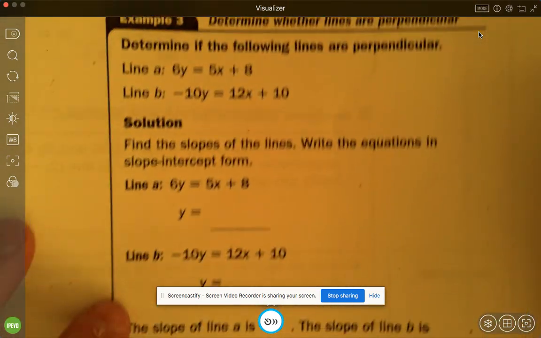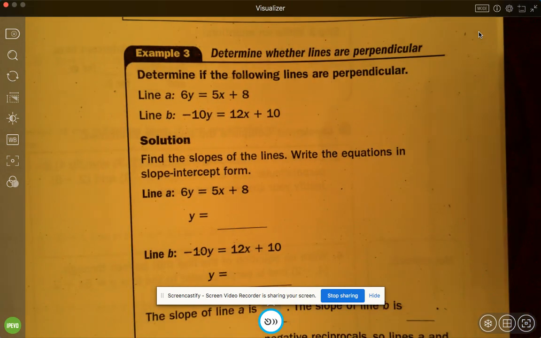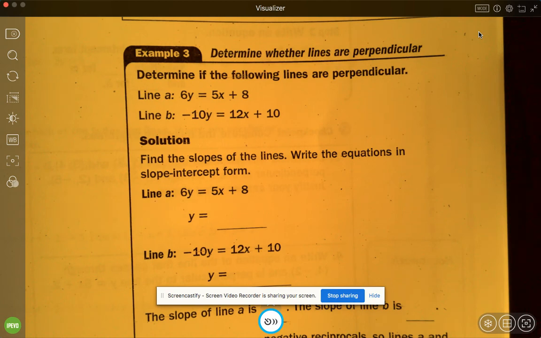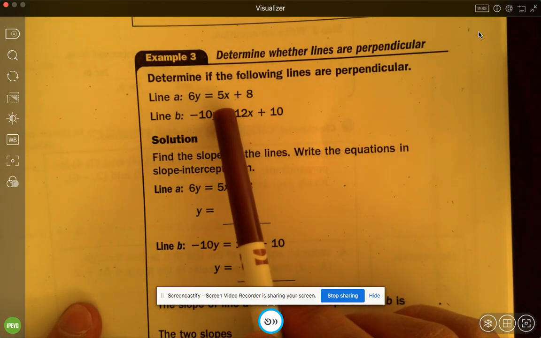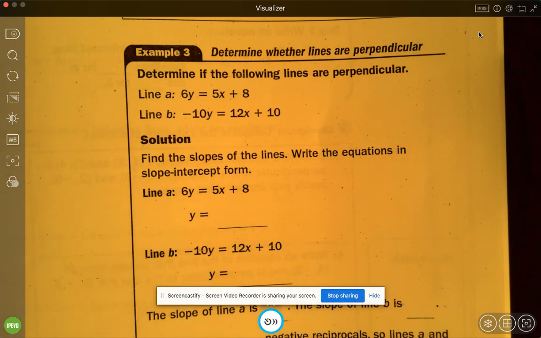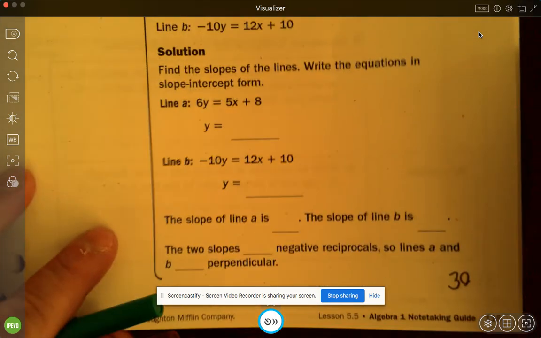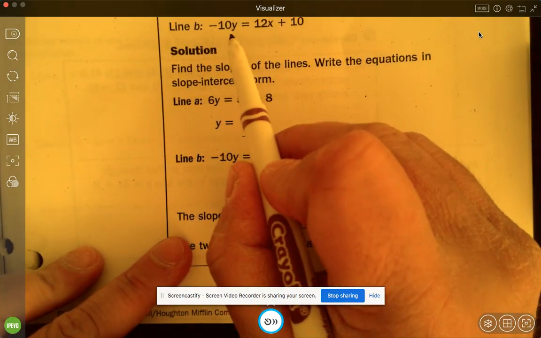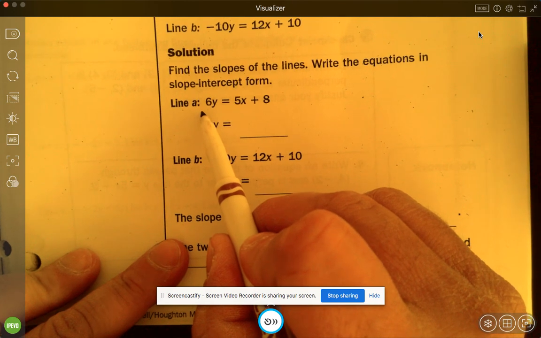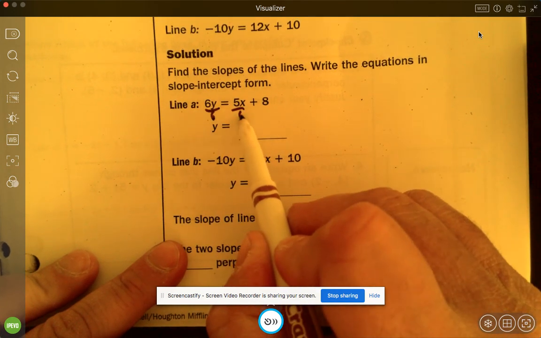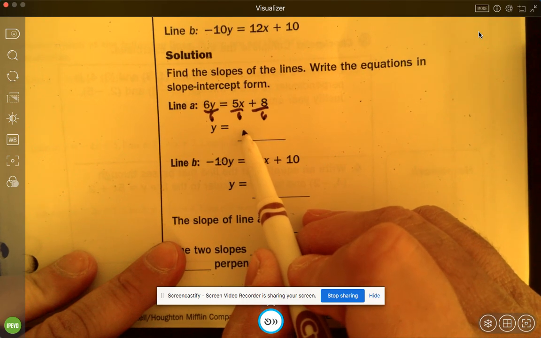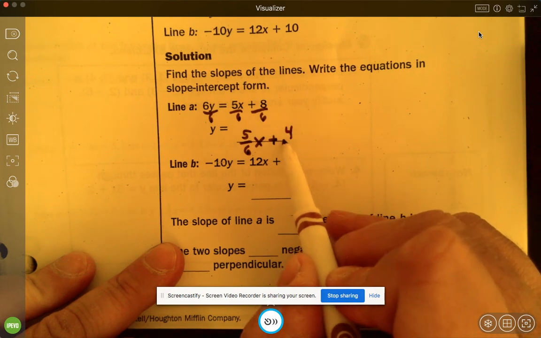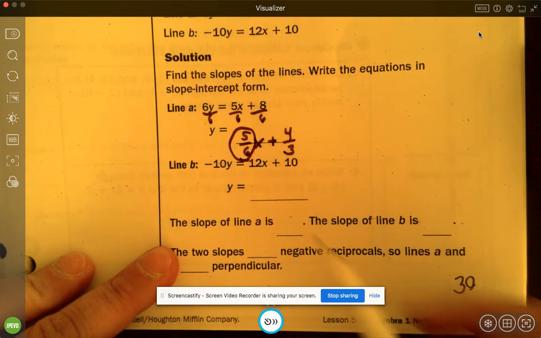Okay, so here goes. With this one, determine whether the lines are perpendicular. So now we're going to look for opposite reciprocals, and we're going to look for the slope of line A and line B. For line A, this time I'll try to use the dotted lines here instead of going off the page. So it looks like we divide everything by 6, and you're left with y equals 5 over 6 x plus 4/3. So the slope is 5 over 6.